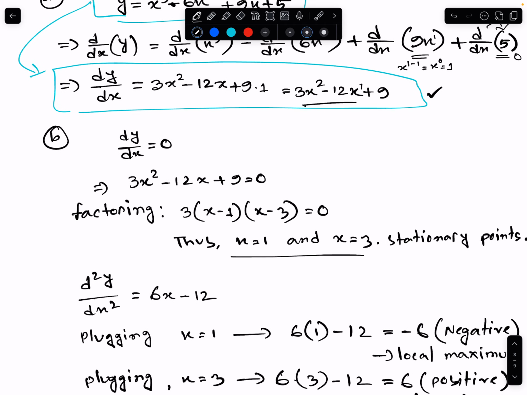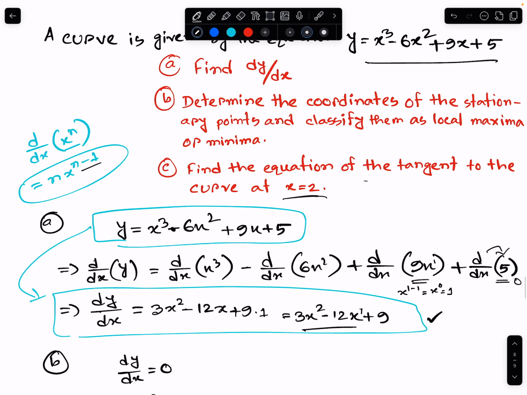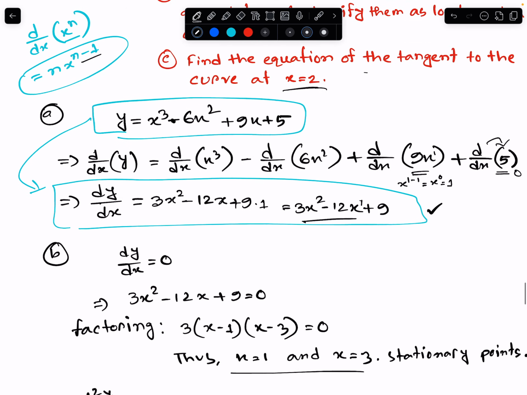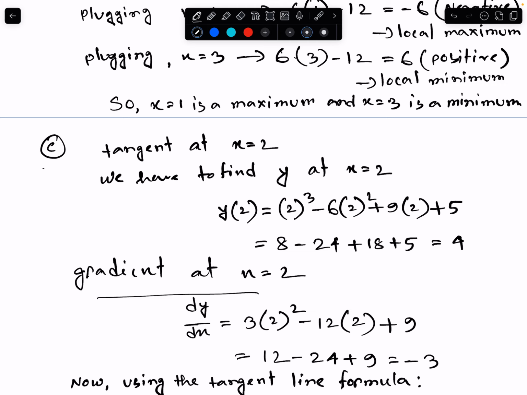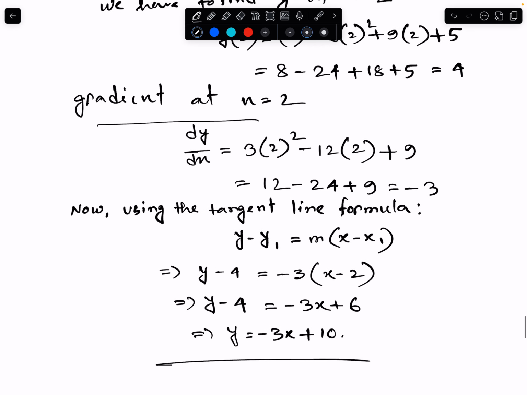So, to summarize: this is the curve. We got the equation of the curve, y equal to x cubed minus 6x squared plus 9x plus 5. We differentiate the function, and in part A we get our derivative. In the second question, we found stationary points at x equal to 1, a maximum, and at x equal to 3, a minimum. And in the last question, we derived the tangent at x equal to 2 as y equal to minus 3x plus 10.